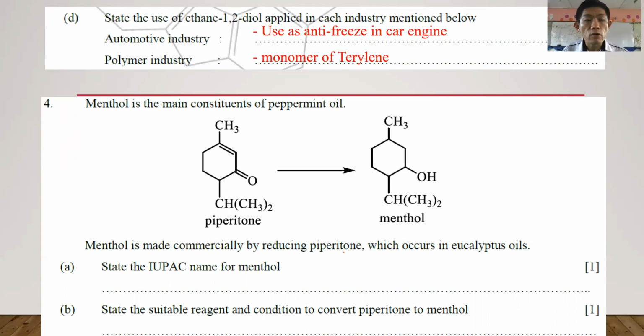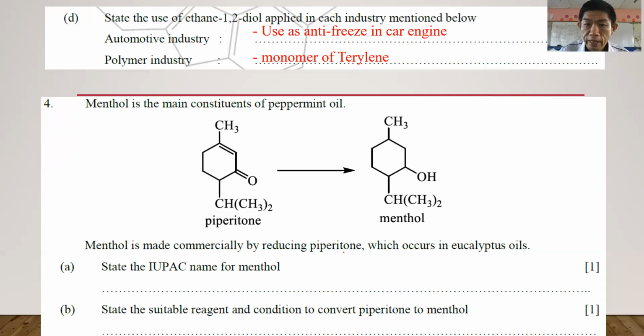Finishing number 3, let's go to number 4. Menthol is the main constituent of peppermint oil. So menthol is made commercially by reducing piperitone, which occurs in eucalyptus oils. A, state the IUPAC name for menthol.